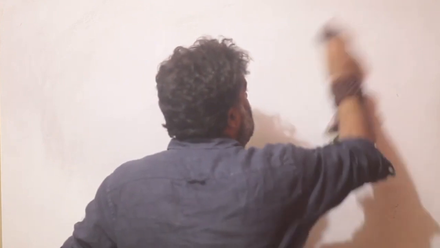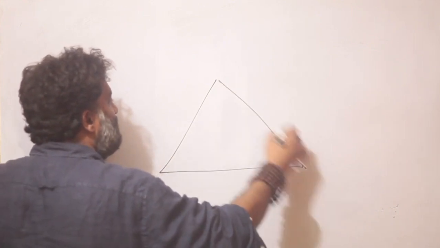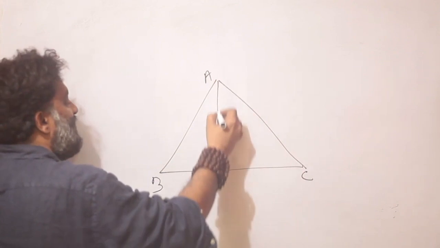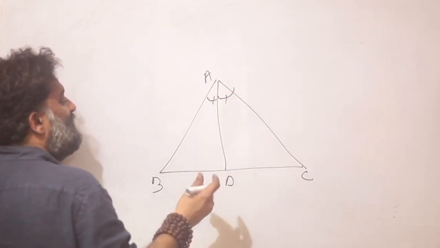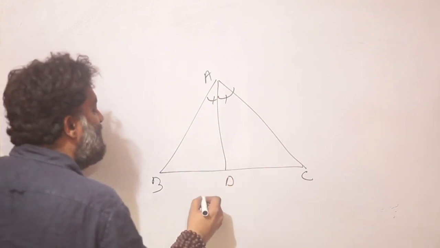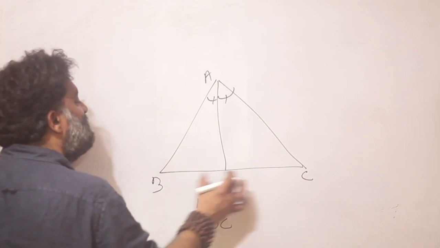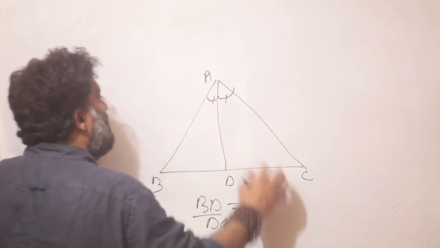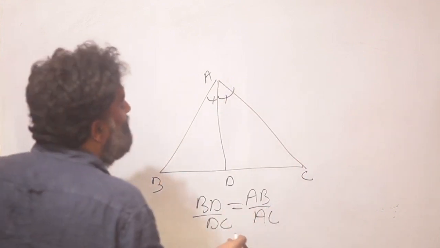So let me draw another triangle. Let me draw the same triangle or a general triangle A, B, C, and I drop an angle bisector AD. These two angles are equal to each other. What I want to prove is that BD upon DC, that means the ratio of these two parts, is the same as AB upon AC. So how will I go about doing that?